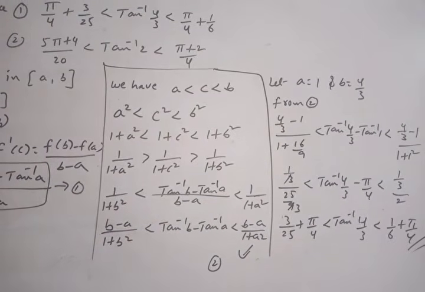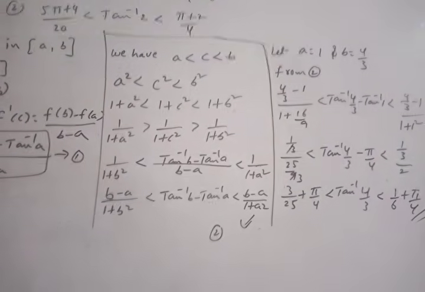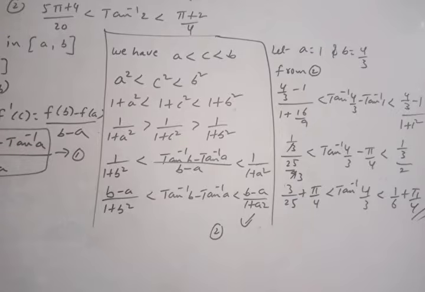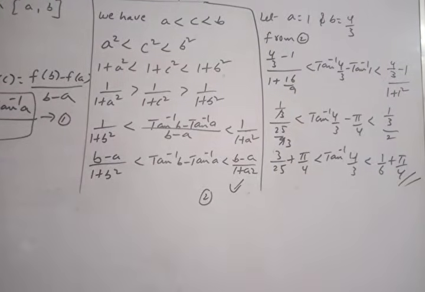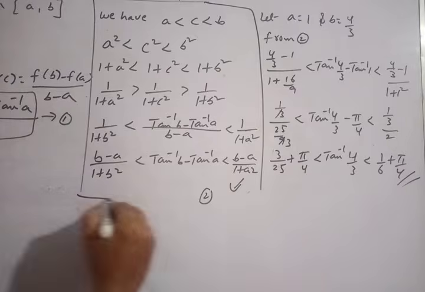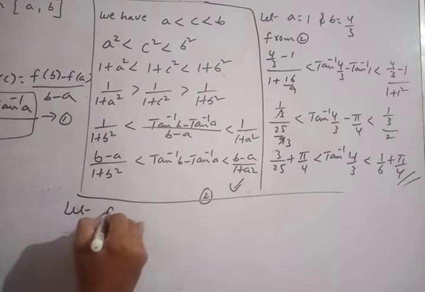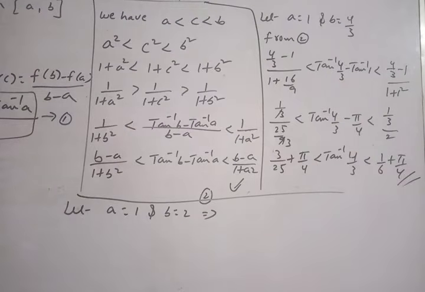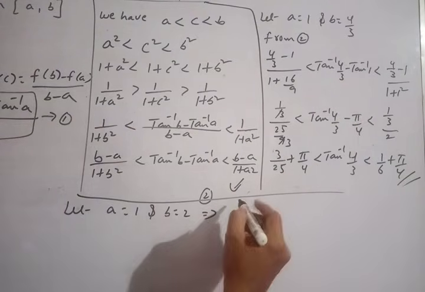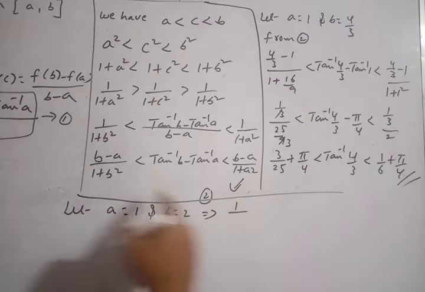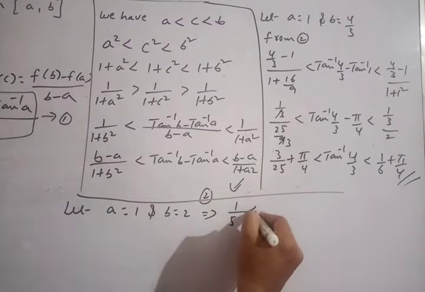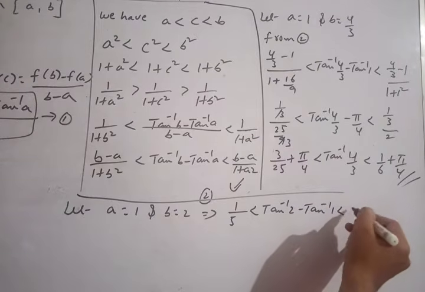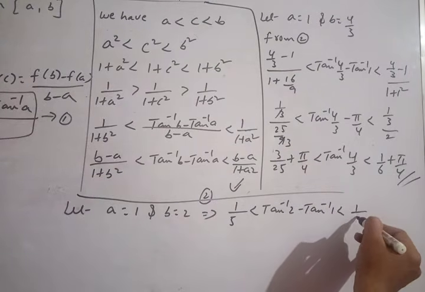For the second bit, what do we have to do? See here, what is there? 2 is there, no? So let b is equal to 2 and a is equal to 1 for the second bit. Let a is equal to 1 and b is equal to 2. What do I get here? (2 minus 1) by (1 plus 4), 1 by 5, is less than tan inverse 2 minus tan inverse 1, which is less than (2 minus 1) by 1, which is 1 by 2.